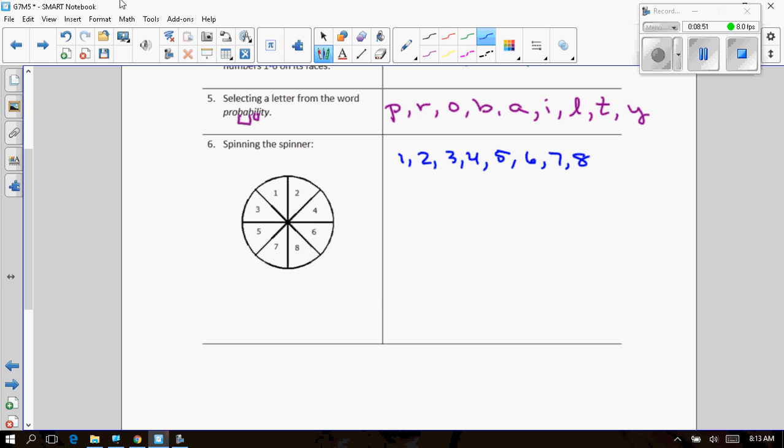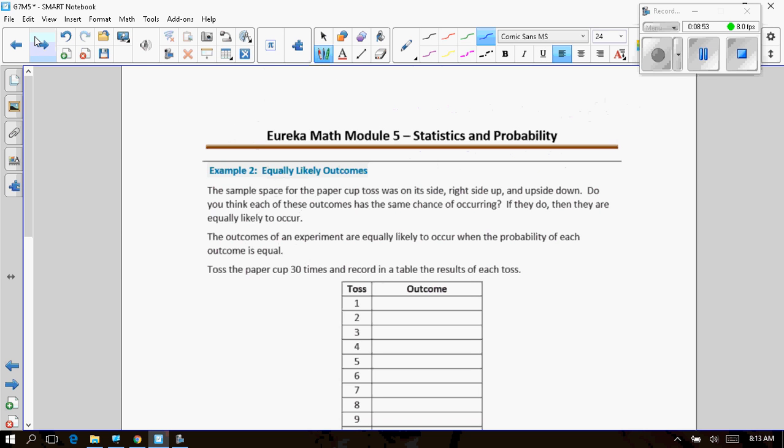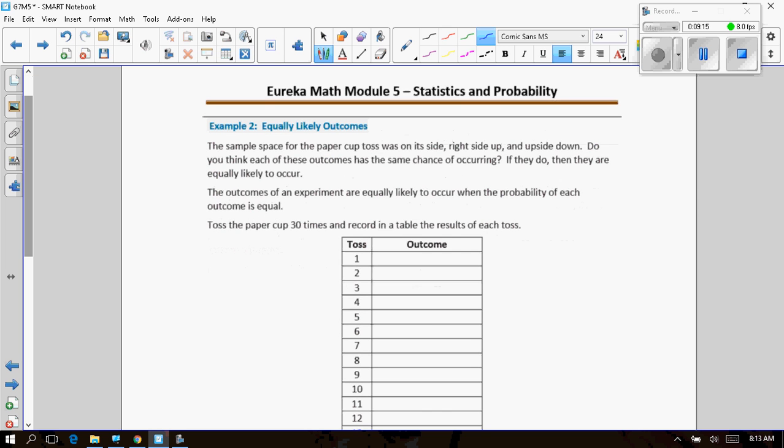All right, top of page 20. The sample space for the paper cup toss was on its side, right side up, so in other words, having it face the correct way, and upside down, where the top, where you would drink out of, is down. Do you think that each of these outcomes has the same chance of occurring? If they do, they are equally likely to occur. Outcomes of an experiment are equally likely to occur when the probability of each outcome is equal.